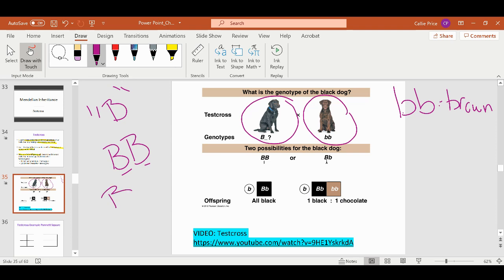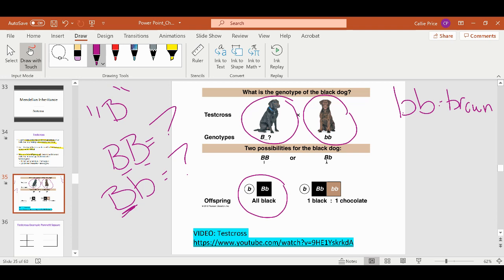However, a lab could be heterozygous, big B little b. As long as they're carrying this, they're still going to have a black coat color. So the question is, are they homozygous dominant or are they heterozygous? Right? We could look at the resulting offspring to determine that.